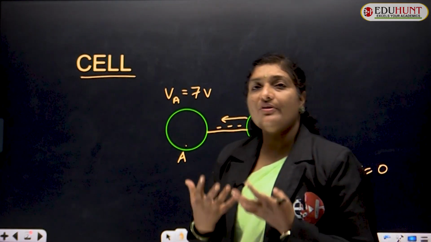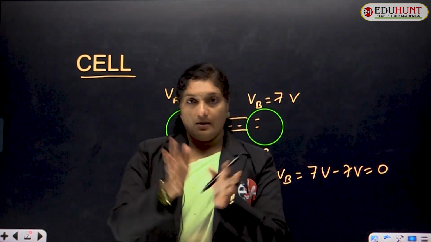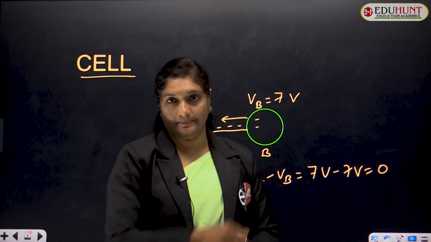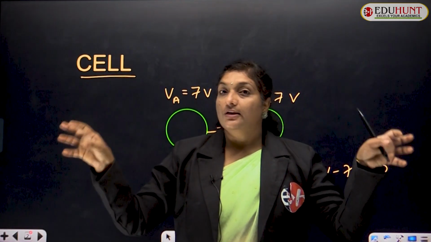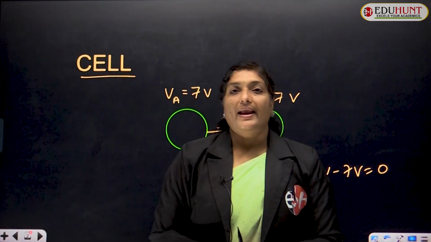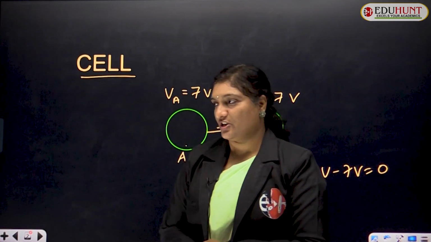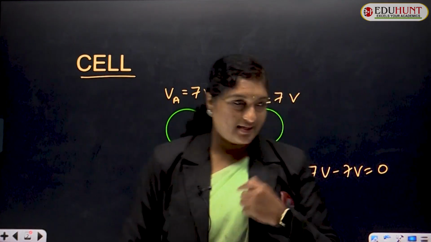But what if you want to maintain a constant potential difference between the two conductors? We need to introduce a cell. In order to maintain some potential difference between two conductors, we have to apply a cell over there in order to maintain that constant potential difference. Here goes your concept. So what is a cell, children?